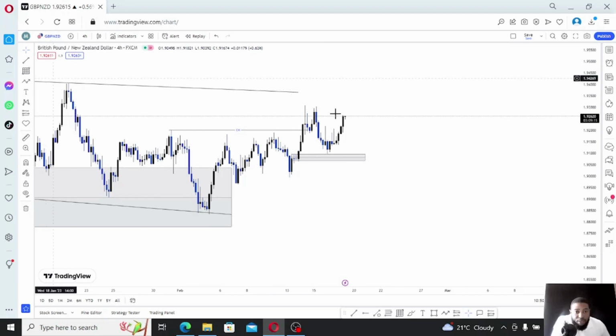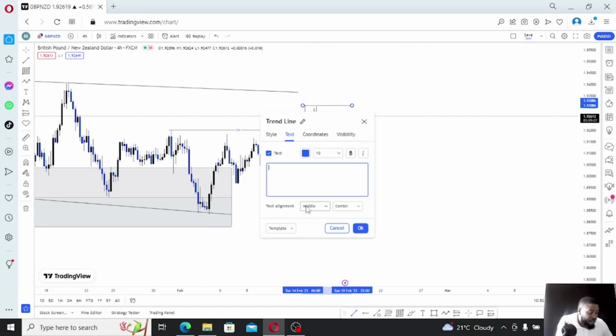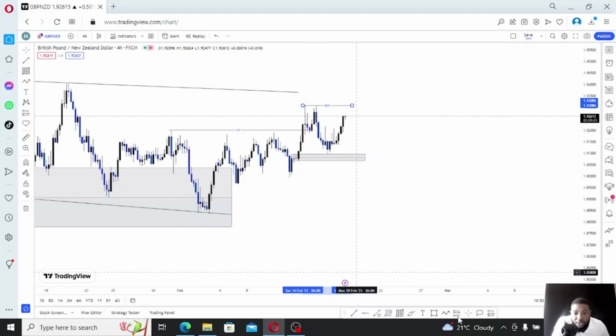But then we change character. We're just gonna be looking for price to take out the high, and then we will be having a nice break of structure, and then we're just gonna be looking for price to pull back to order blocks.